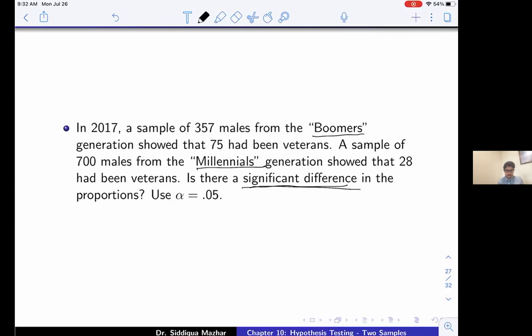X2 is for the millennials group, how many were veterans, which is 28. And N2, how many males were selected, which is 700. And p1 is not equal to p2. This is how I will be writing down all the values on my calculator.